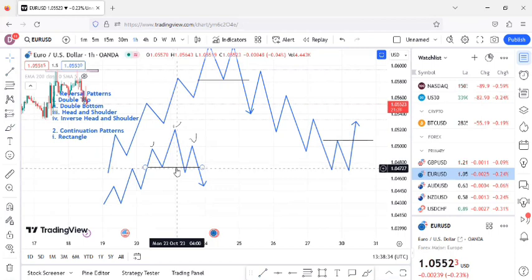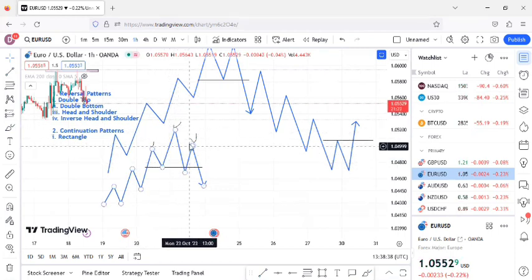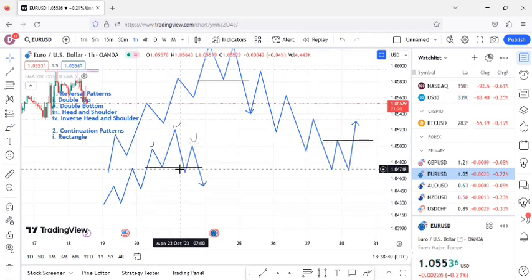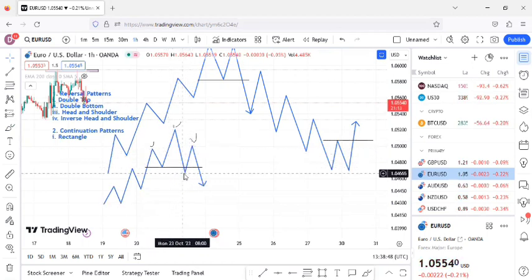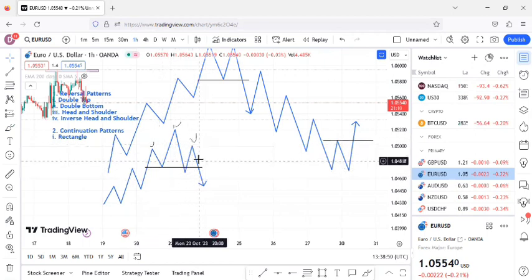So we call this place a neckline. This is the left shoulder, head, and right shoulder. That's why it is called head and shoulder. And here we have a neckline break. So until the neckline is broken, this chart pattern is not completed.